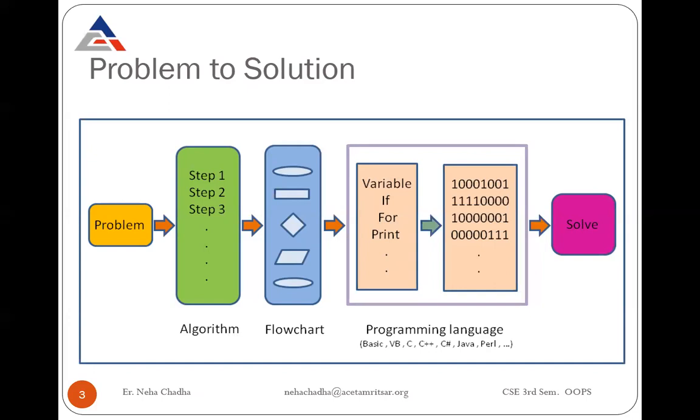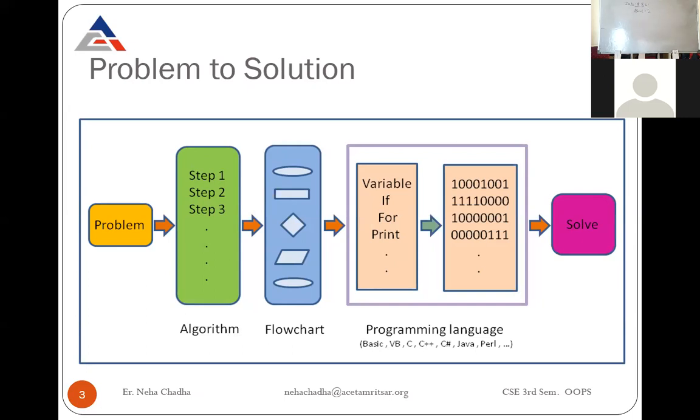Then the programming language that we choose, either BASIC, Visual Basic, C, C++, C#, Java, Perl, Python, whatsoever the programming language, it will depend upon the programmer or the problem that we are going to solve. And after implementation, we go to the final step, that is the solution of the problem. Here, we will take one example to show how we move from one step to another.